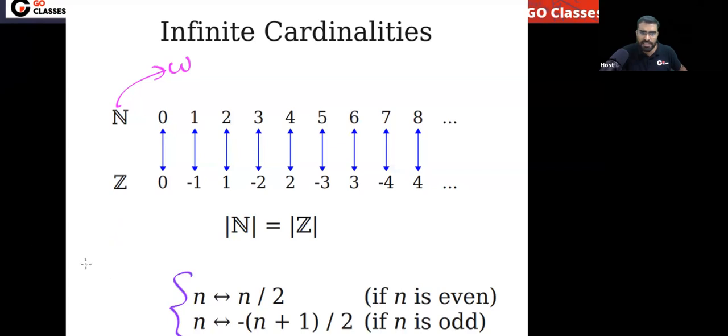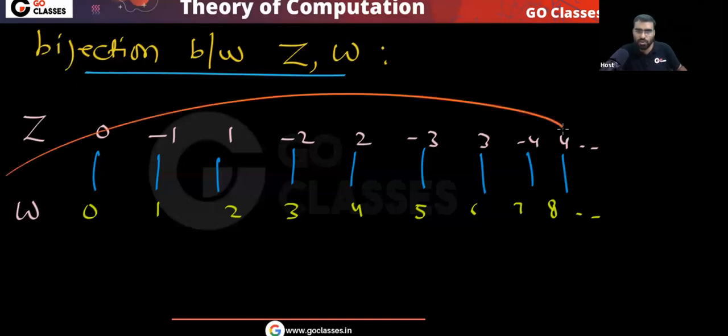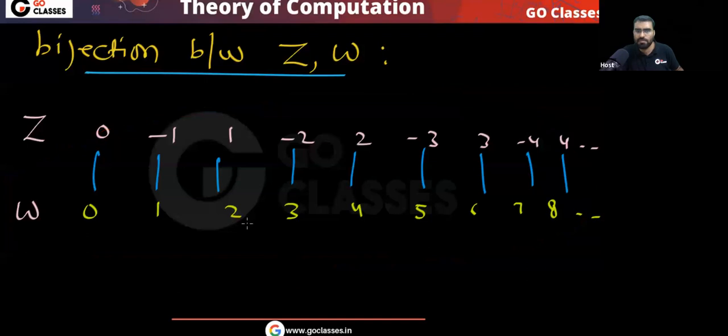Okay. So this bijection is actually given from N to Z. This is given from N to Z. We have given from Z to N. That is fine. They have given from N to Z, and we have given from Z to N. So this you can see. This is the bijection. From Z to W we have given.